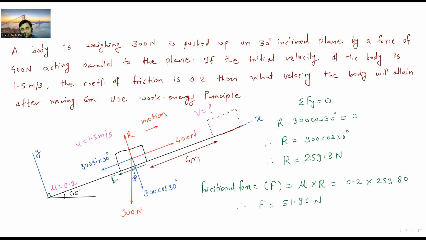F is 51.96 Newton. This is the frictional force. Now we will apply the work energy principle to calculate the velocity. Now see how we will apply the work energy principle. So the work energy principle says that work done is equal to change in kinetic energy.